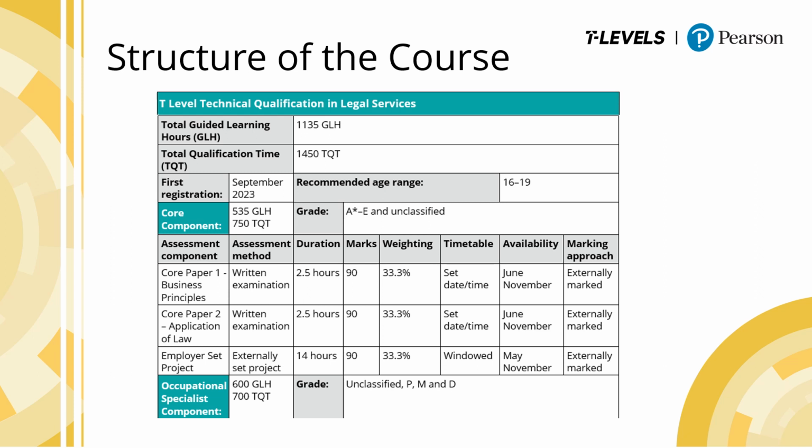The core component covers the underpinning knowledge, concepts and skills that support threshold competence in the legal industry. It has 535 guided learning hours and is assessed through 2 externally set core examinations and an employer set project. There are 3 occupational specialist components in this technical qualification. Each is 600 guided learning hours. Students undertaking the T-Level Legal Services qualification will choose one single specialism.